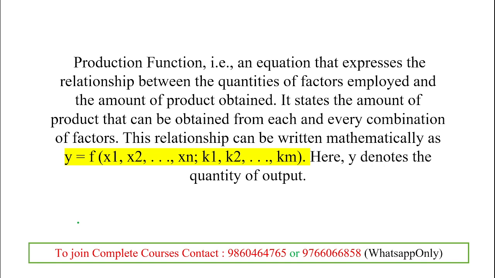So these factors are used to produce a given amount of output, and each and every combination of factors will give a unique quantity of output. This relationship is written as y = f(x1, x2, ..., xn; k1, k2, ..., km). These are the factors that we use to produce a given level of output, and here y denotes the quantity of output.